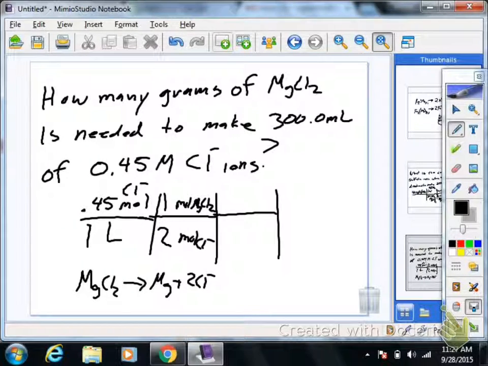Let's do our liters next, and let's get rid of those. So how are we going to get rid of the 1 liter? We have 0.3 liters. We want to get rid of L. Put 0.3 liters over 1. Can we put 0.3 up here and be okay with getting rid of liters? Yeah.